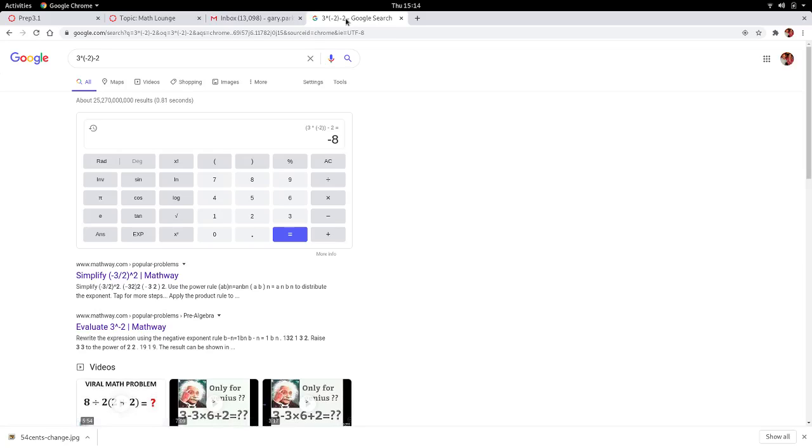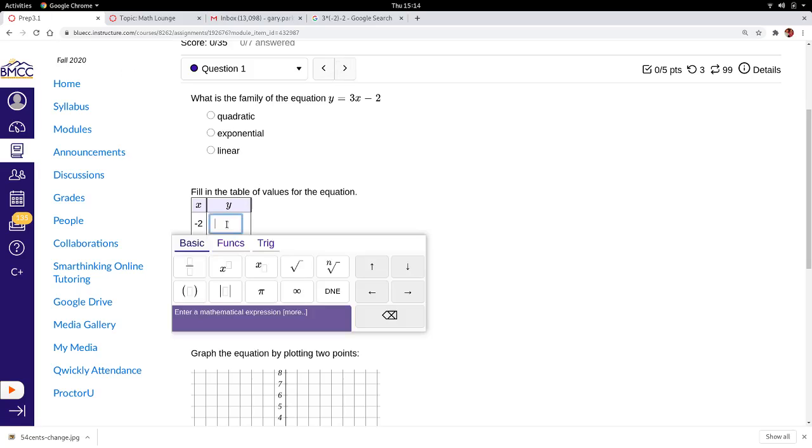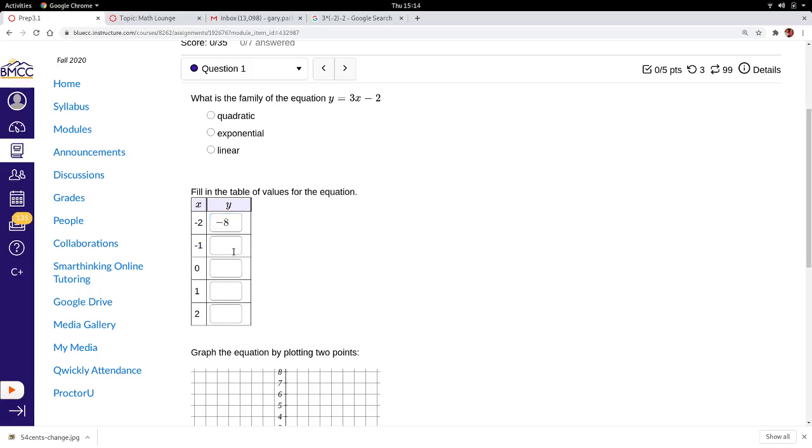So 3 times -2 is -6. Minus 2 gives me -8. So I get my first y value. If x is -2, then y is -8. And if you need a calculator, keep calculating those. Otherwise, you could try and think it.